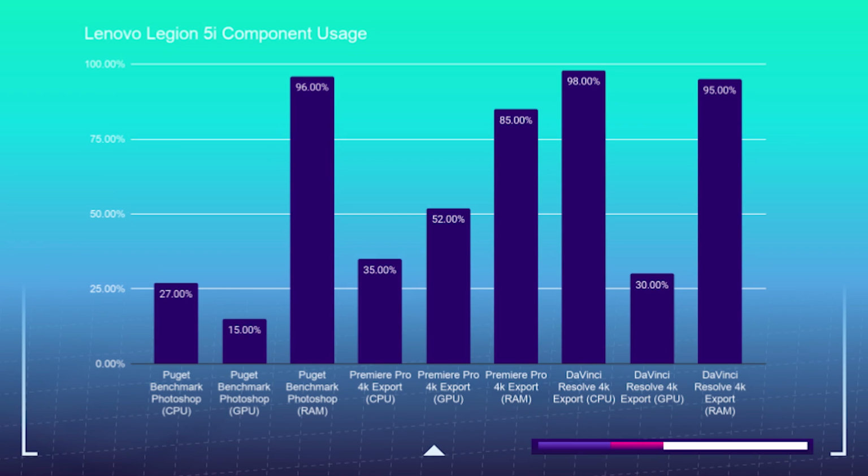Premiere Pro 4K export took the CPU up to 35%, the GPU up to 52%, and the RAM up to 85% and a little bit beyond occasionally. So again, having a little bit extra RAM will help with multitasking. DaVinci Resolve had the 4K export with the CPU up to 98%, the GPU at 30%, and the RAM at 95%. So really heavy usage inside of DaVinci Resolve.